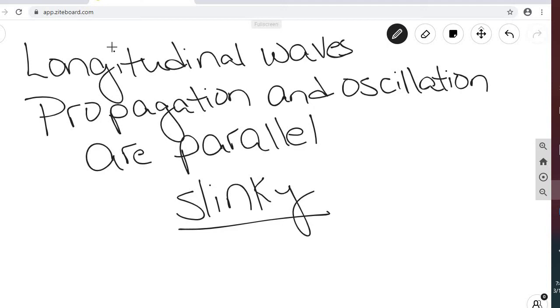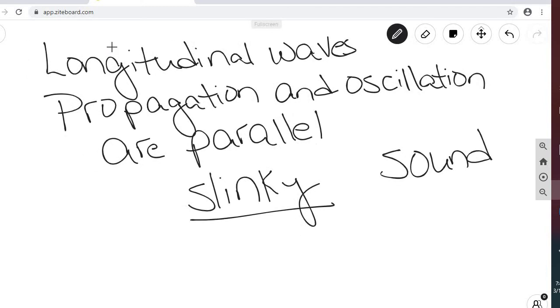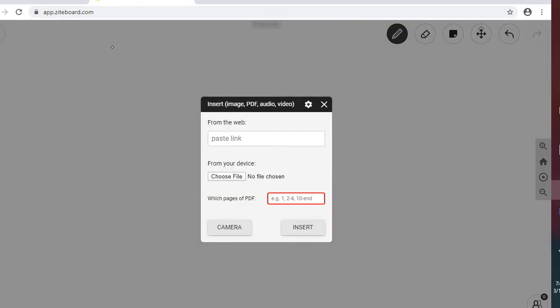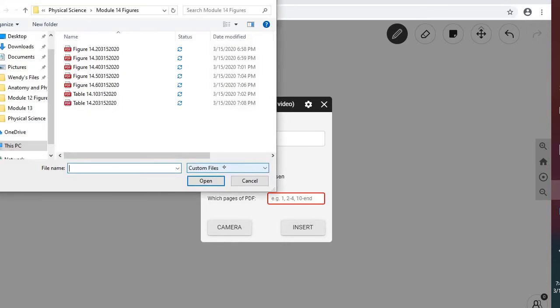And I will say right now that sound is also a longitudinal wave. But let me show you a figure of a slinky and show you how it is an example of a longitudinal wave.